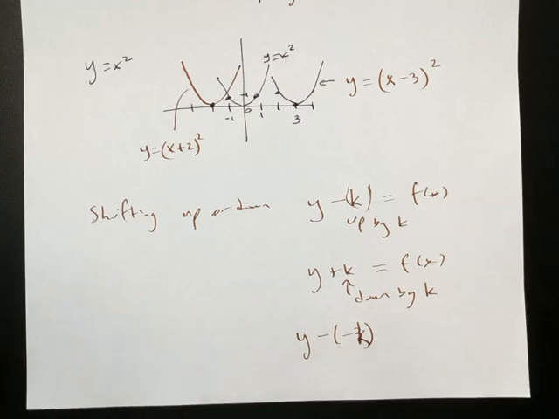So I have to remember, I don't ever think about it as adding or subtracting. I always want to think about it as subtracting. Always subtracting. And then the number tells me which direction I'm going. If I'm subtracting 3, I'm going up. If I'm subtracting negative 3, I'm going down. And it'll work the same way for left and right.